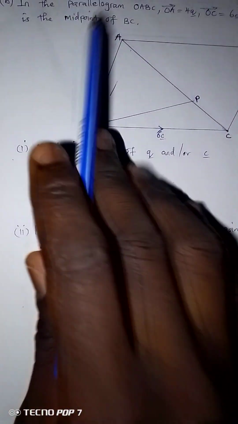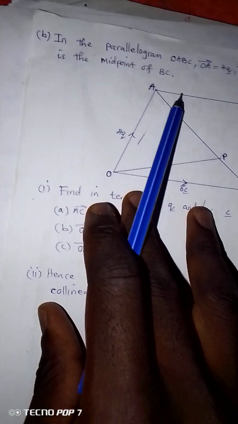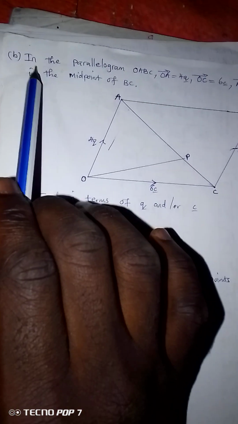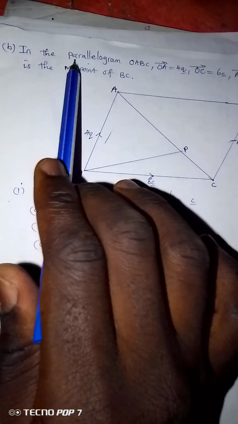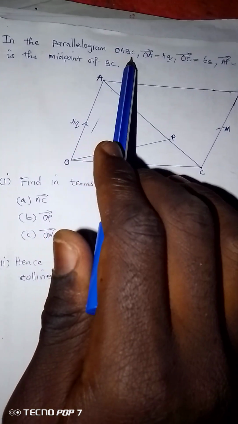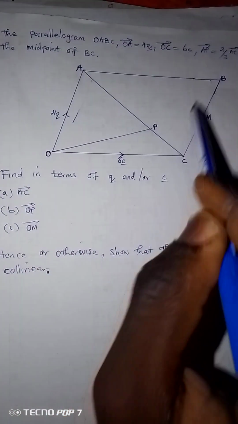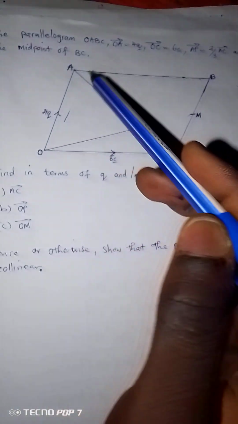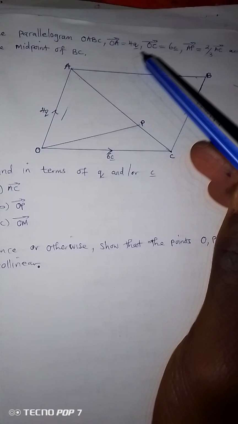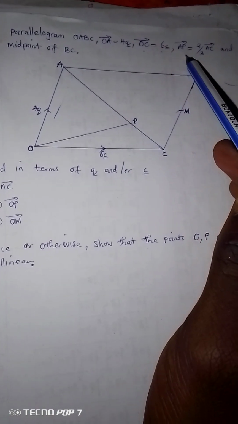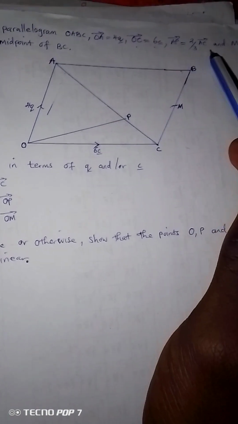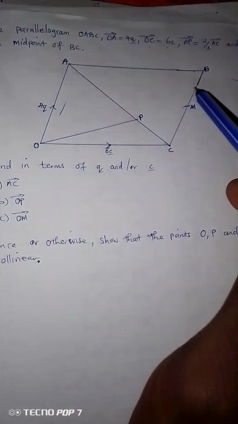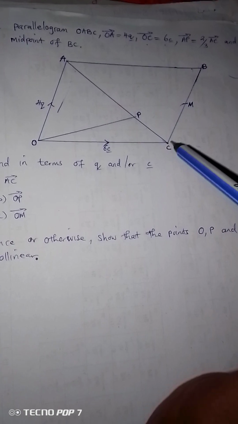Now let's look at this question which came in 2022, or last year, for those who are writing their internal exam. The question says: in the parallelogram OABC, this is the parallelogram they are talking about, OA is equal to 4Q. You go to the diagram, this is 4Q. OC is equal to 6C and AP is equal to 2 over 3 AC, and M is the midpoint of BC. Okay, BC, this one.